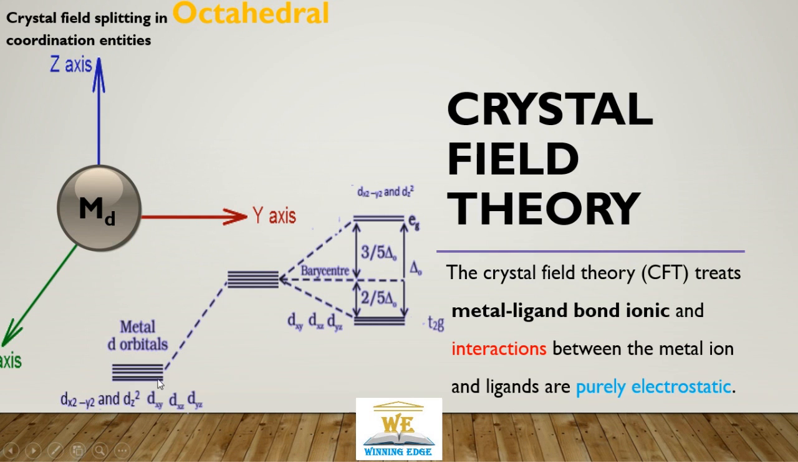When our ligands approach, first all 5 orbital energies will go up. Then further approach will split them into 2 parts. One is the higher energy, the axis-directed orbitals known as the Eg level, and the bottom T2g, known as dxy, dxz, dyz orbitals. And there are 3 orbitals here. Here it is 2 orbitals in the upper energy level. The first level to which they are raised because of these electrostatic interactions is known as the barycenter.